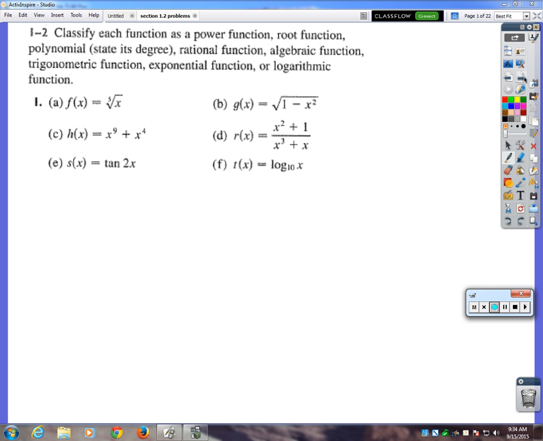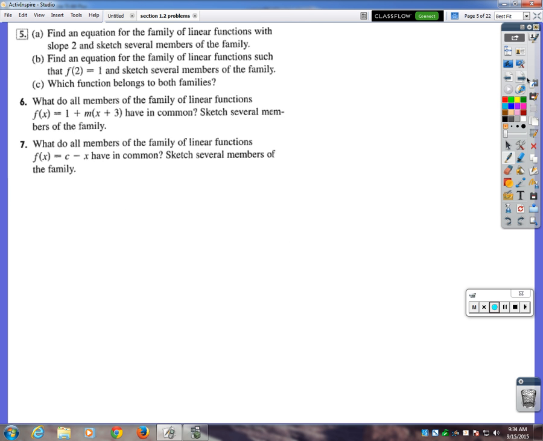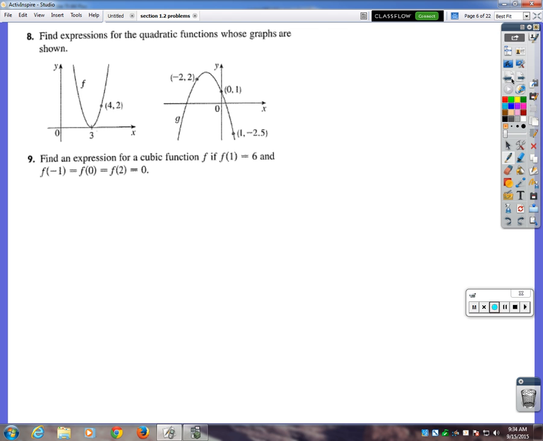Okay, you said number 9? Sorry, I didn't get it, and I realized I did. Find an expression. Oh yeah, okay. So for number 9, the general formula is this, right?